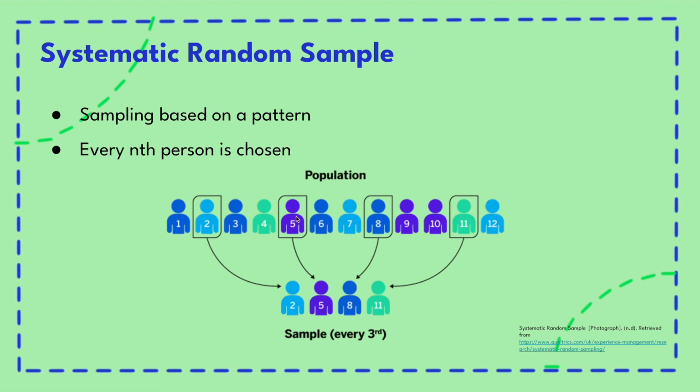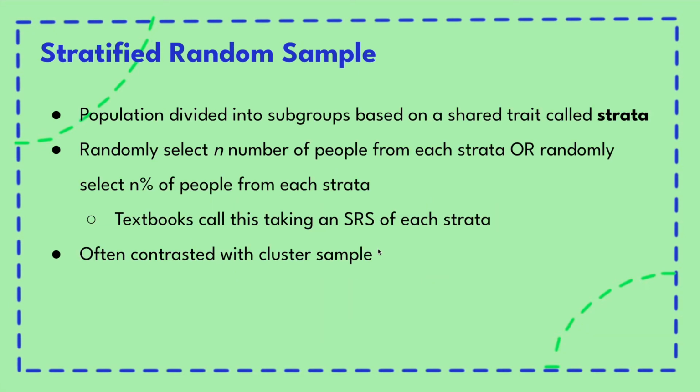And then we go 1, 2, 3. Now we pick that person. That's how the sampling method works. Next, we're going to look at a stratified random sample.